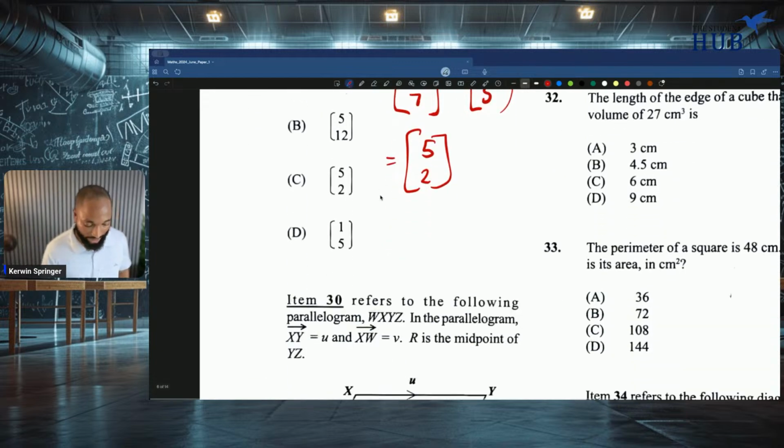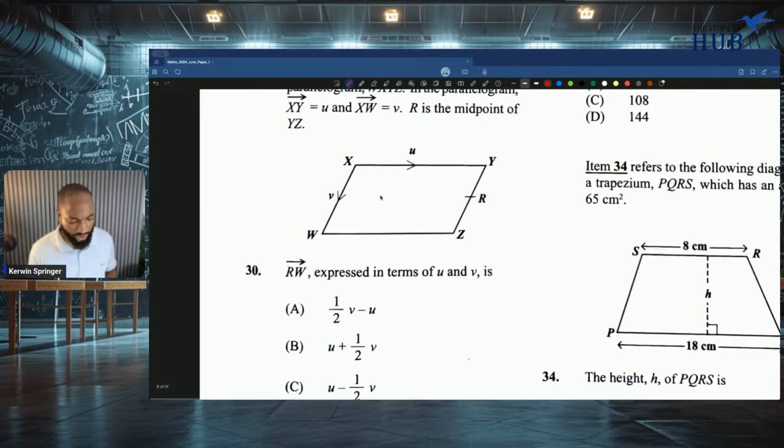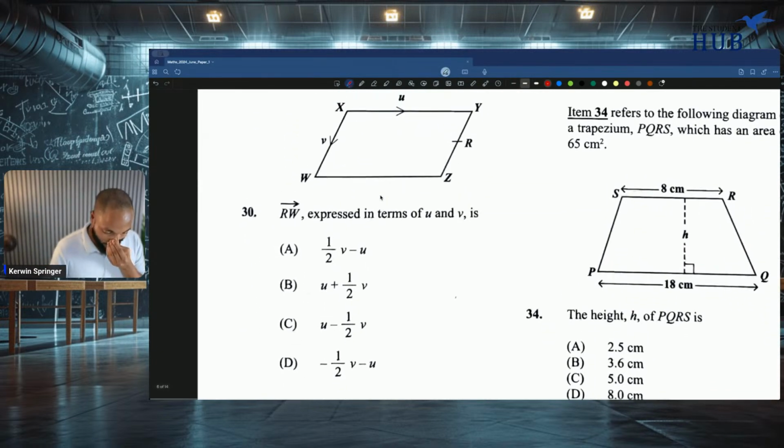Let's keep going. Number 30. RW expressed in terms of U and V. R to W. Let's see. R to W, and that's half v, and that's opposite u. So half of v, opposite u, half v minus u.